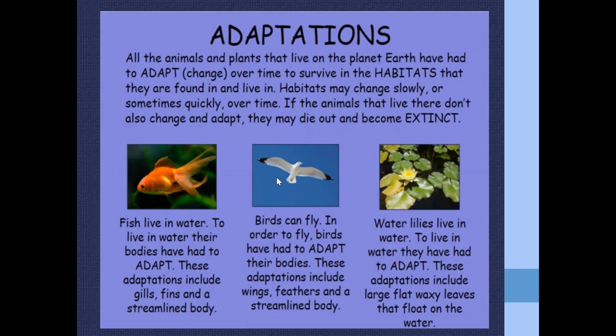Okay. Water lilies live in water. To live in water, they have had to adapt. What are their adaptations? They have large, flat, waxy leaves. Waxy leaves means they have some slippery material on their leaves. Got it? Because the waxy leaves help them to float on the water. Water lilies always keep floating on the water. So these features, large, flat and waxy leaves, help them to float in the water.